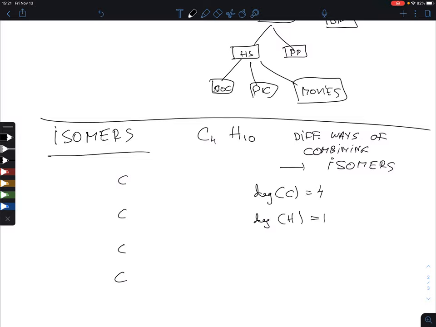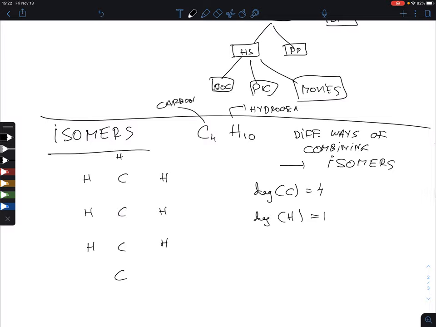A carbon, so this is carbon, right? C, H is hydrogen, and C is carbon. So a carbon atom has 4 bonds. And in order for it to be stable, it has to bond with 4 other atoms. It doesn't have to be hydrogens, but in this case, it will be the hydrogens or other carbon atoms. And so here's a possible configuration that satisfies these conditions.